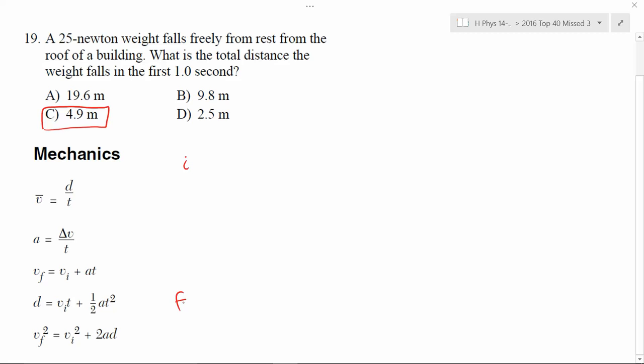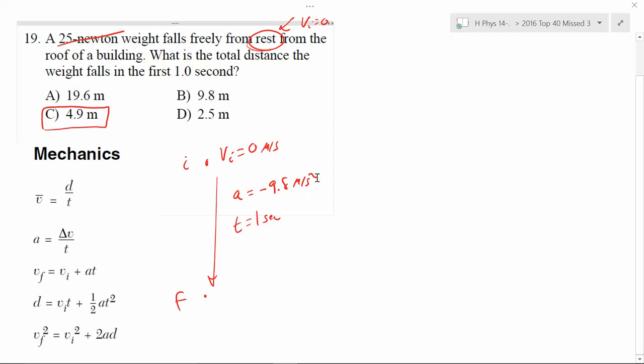and you write down the things you know. The 25 newtons is absolutely irrelevant. Things fall at the same rate regardless of weight as long as there's no air resistance. Rest, that's like a keyword. That's telling you that the initial velocity is zero. So it starts here and ends here, and you know that the initial velocity is 0 meters per second. We know that it falls for a time of 1 second, and that falls with an acceleration that's equal to negative 9.8 meters per second squared down.